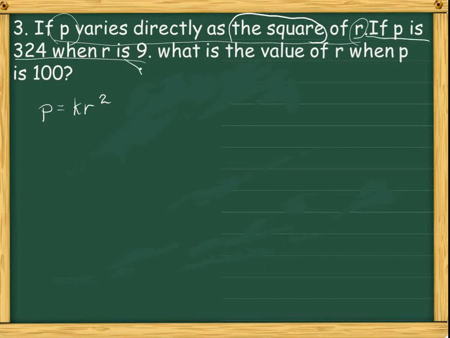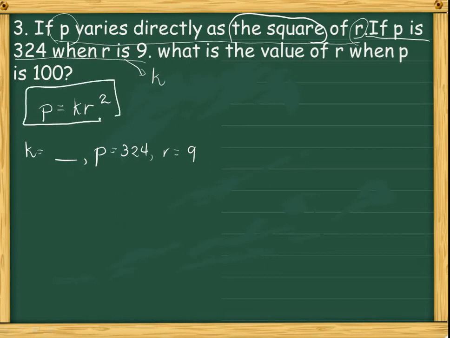is to find the value of k. So, to find the value of k, we have here the value of p, which is 324, and the value of r, which is 9. So, kunin natin si original equation, yung translation ng first statement, p is equals to kr squared, then substitute the value of p, which is 324, which is equals to k times the value of r, which is 9. So, this is 9 squared. And 9 squared is 81.